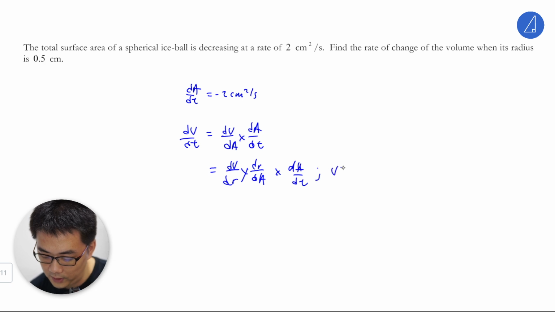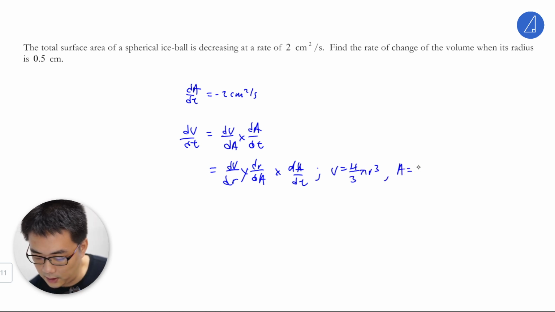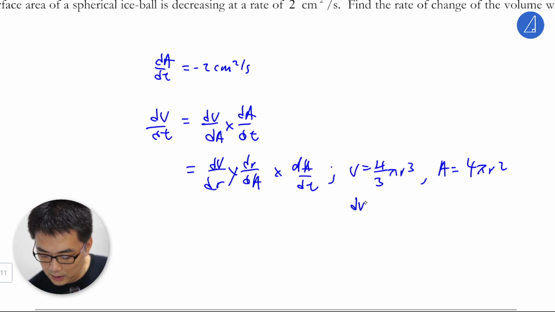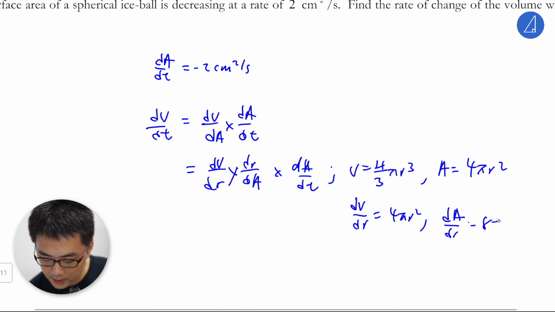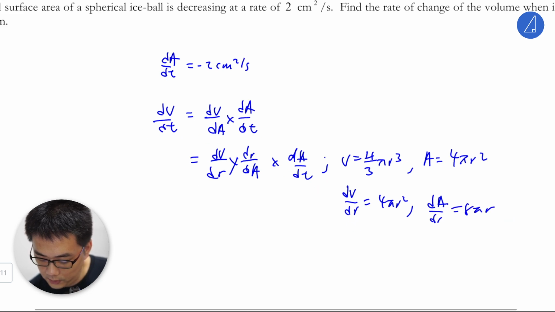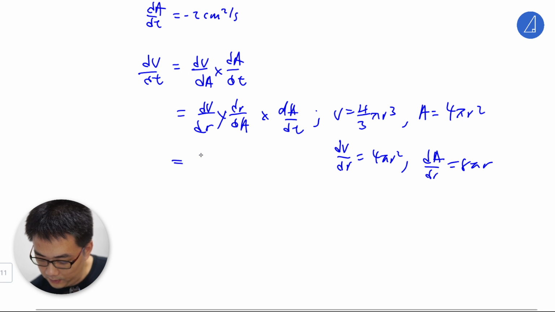And the volume is 4/3 πr³. Then the area is 4πr². Then dV/dr is 4πr². dA/dr is 8πr. So dV/dr will be 4πr².